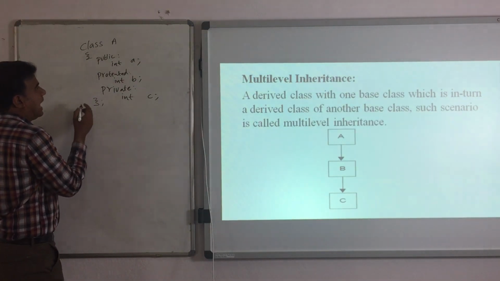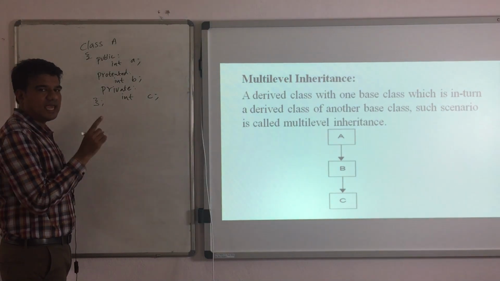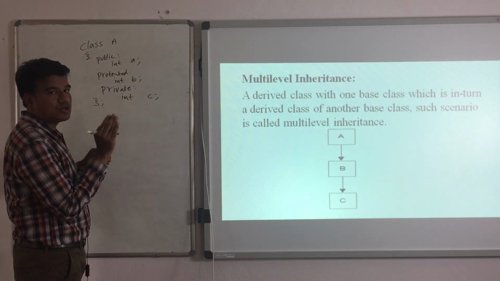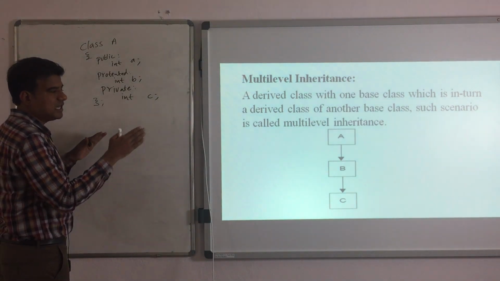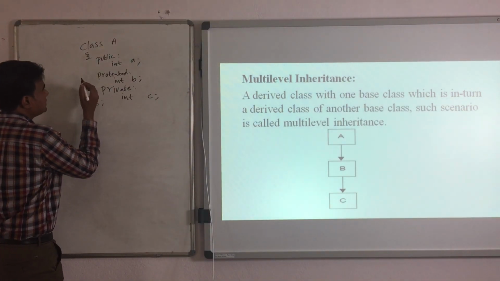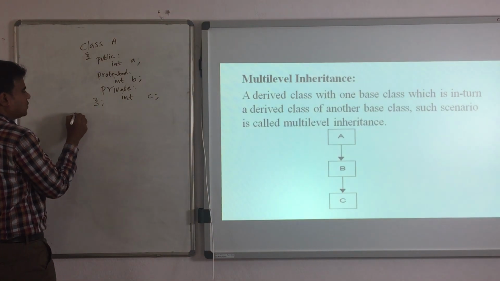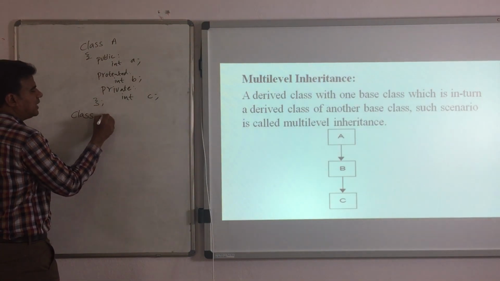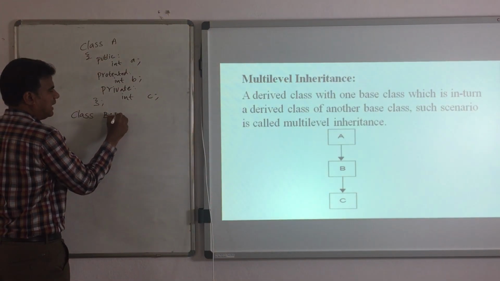Then what I am doing? I am declaring my class B, which I have to inherit from class A. The mode of inheritance is not shown over there, so we will consider different modes and see how they will affect the C class. Let us assume the mode of inheritance as public in my first case. So class B, I am inheriting from A in public mode.